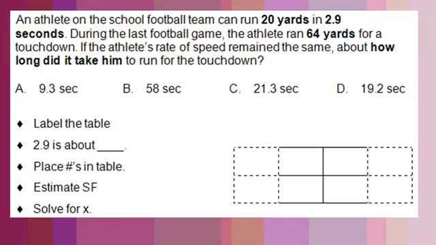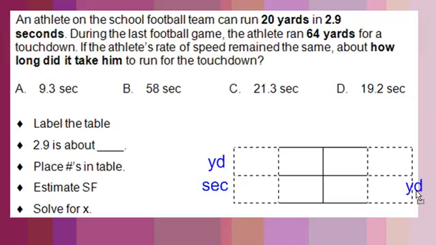Since we are given a rate and told that that rate will remain the same, we can solve this problem using a proportion. We will use a proportion box to solve. Our first step is to label the table with the units that we are given. We know we are working with yards and seconds.